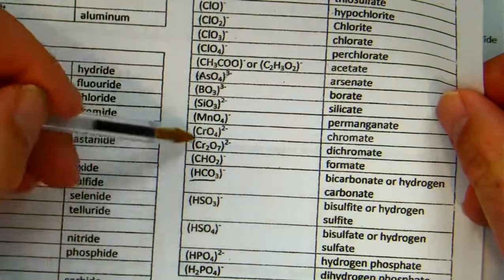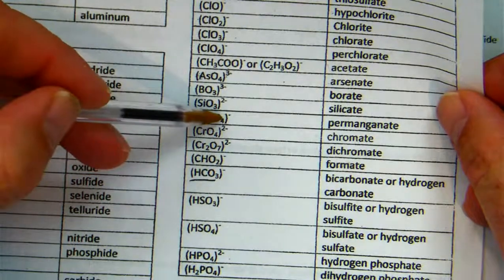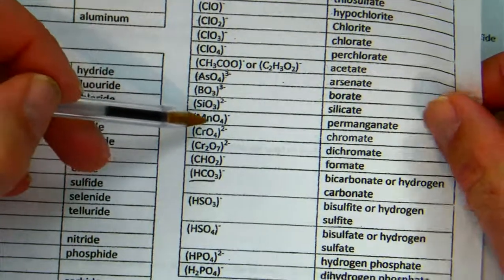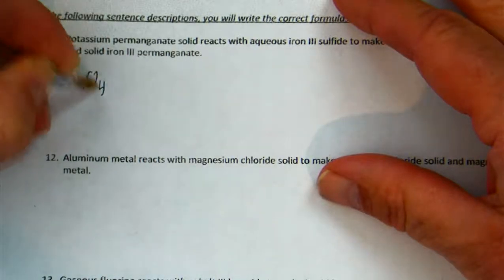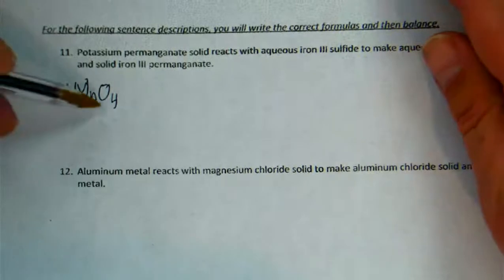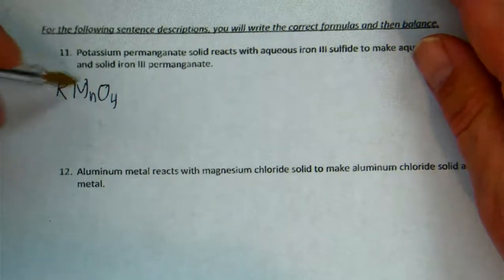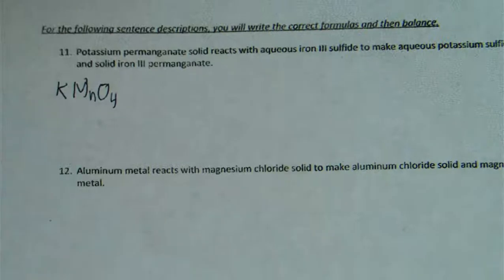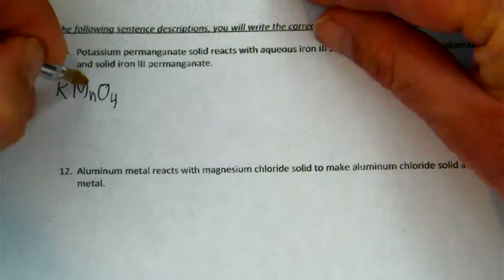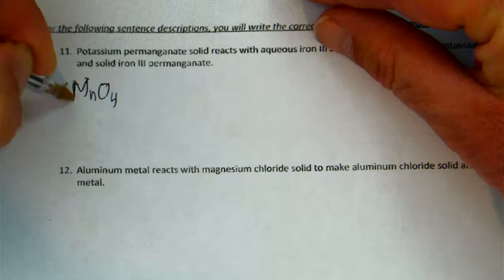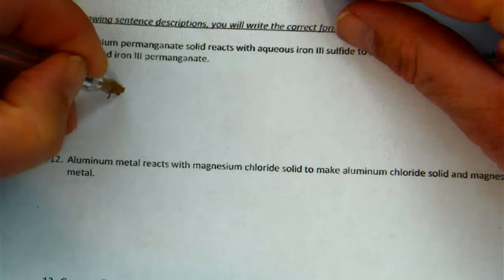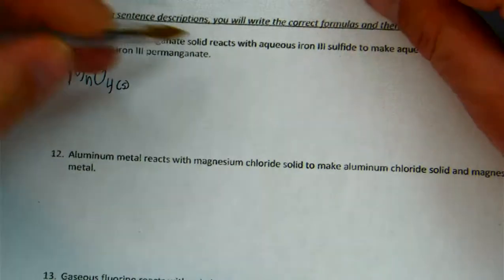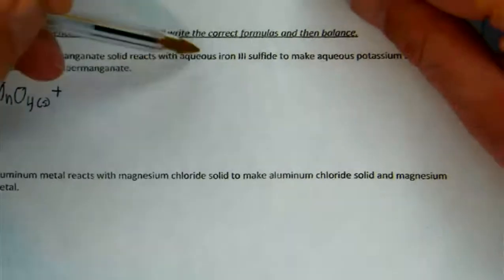So permanganate is MnO4 with a -1 charge. Potassium is always a 1 plus charge, so KMnO4 balances. When you write a neutral molecule, you are not showing the charges on it. Some of you have a habit of writing the little pluses and little minuses. You do that before you combine them. But once you write them as a molecule, write it without those. So here it is, solid potassium permanganate reacts with, so plus sign, aqueous iron 3 sulfide.